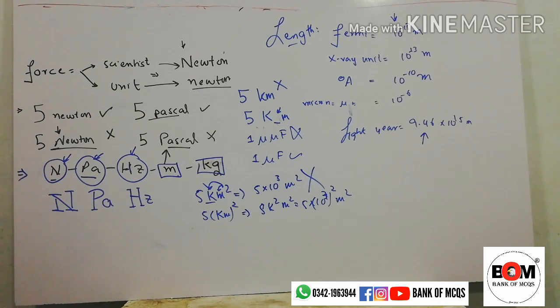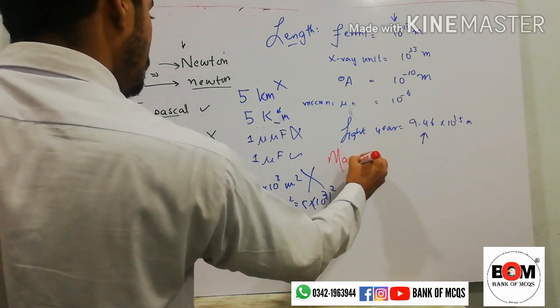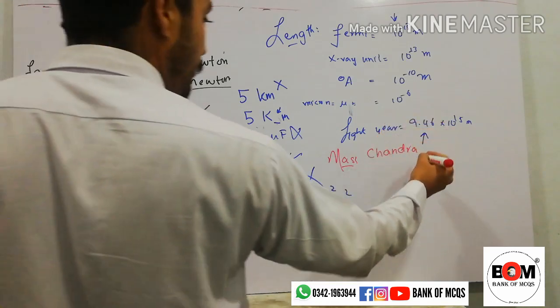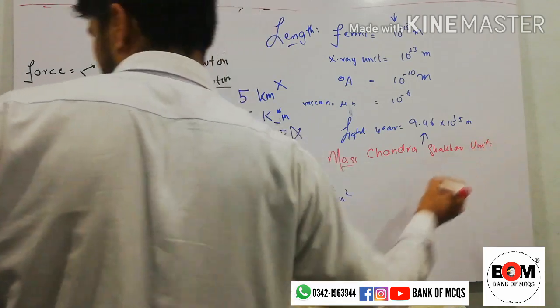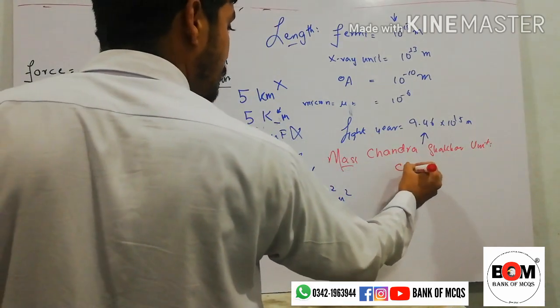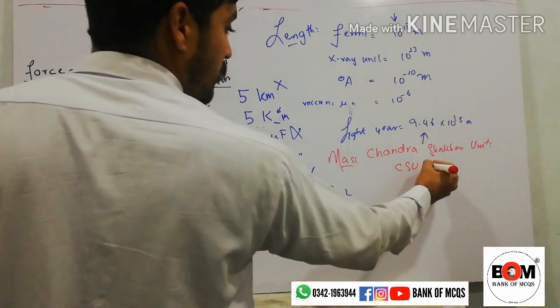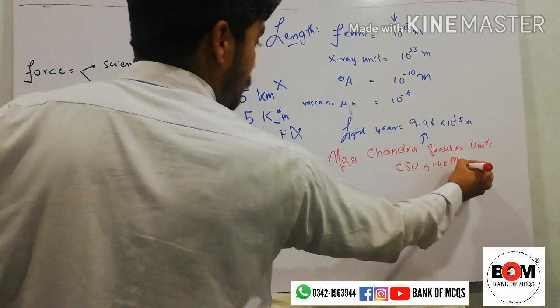Same as in case of mass, there are some units for mass which are quite important, like the Chandrasekhar unit, or we simply write it as CSU. That is equal to 1.4 times the mass of the sun. So the Chandrasekhar unit is the large unit that is used for 1.4 times the mass of the sun.